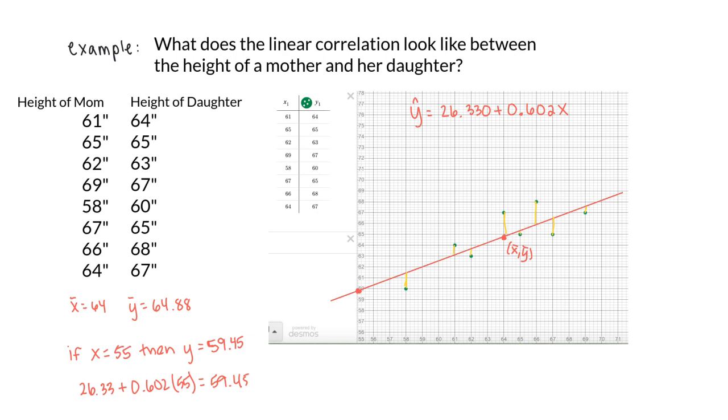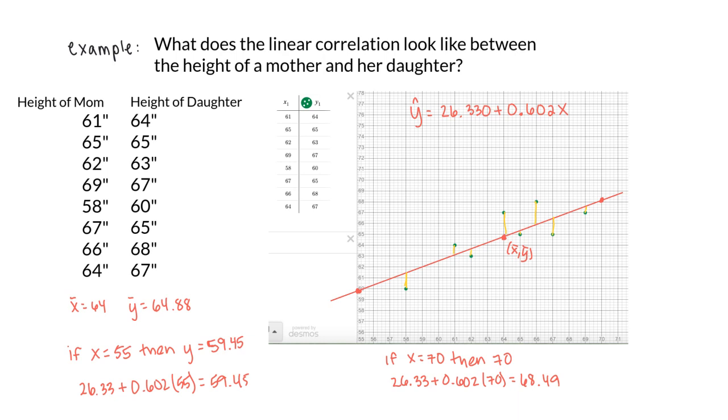Another way of thinking about it is like a call and response. So, this is what we call x out to be, and the response of y is 59.45. So we could extend this to any other value we were interested in. So we could say if x was 70 inches, then how tall would the daughter be? What would y be? And so all we have to do is plug that x value into the equation and see what comes out. So if a mother is 70 inches tall, then we expect her daughter to be 68.49 inches tall. And we would see that point is here on the line.